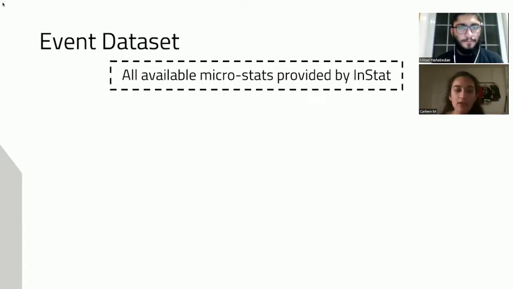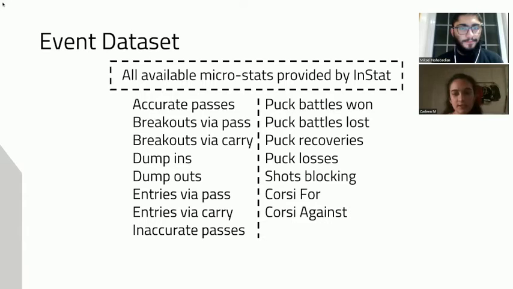Additionally, we had event level data available through Instat, which is a computer vision based company and hockey stats provider that tracks and compiles event data at the shift level. So we had some really granular shift level data for stuff like accurate passes, breakouts via pass or stick handling, dump ins, dump outs, entries passing or carrying the puck, inaccurate passes, puck battles won or lost, puck recoveries and losses, shots blocked, Corsi for and Corsi against. So we have all these microstats down to the shift level.